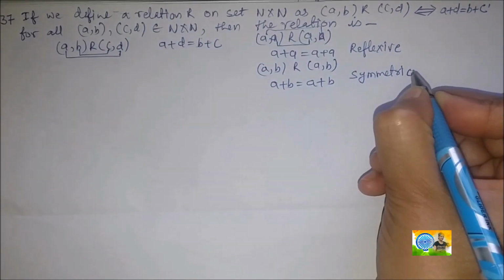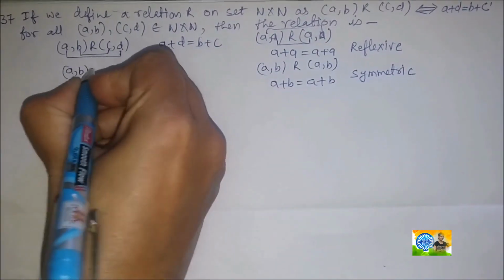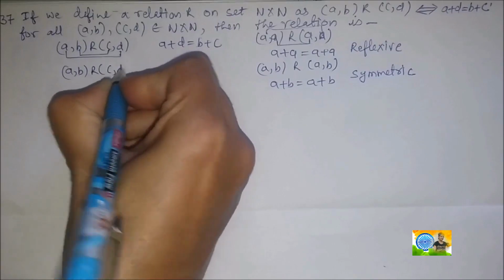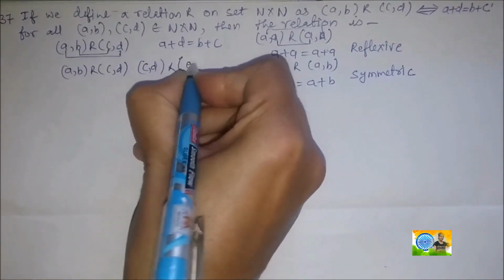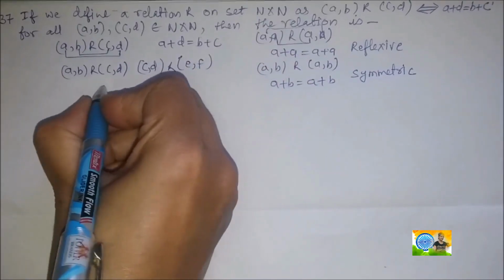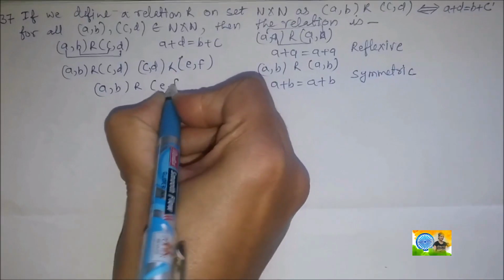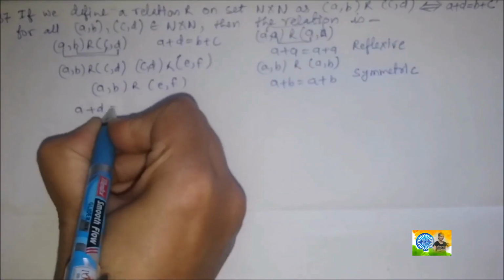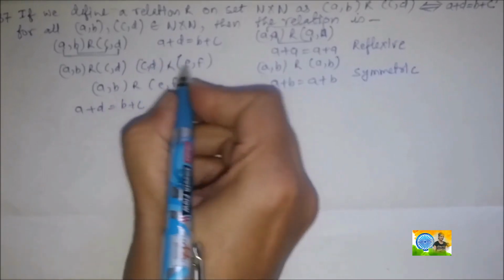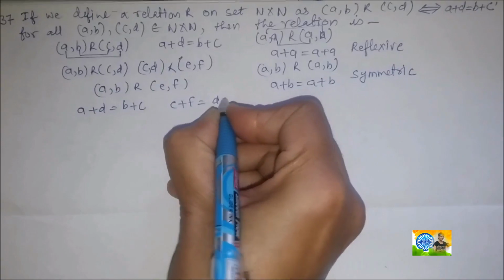Now let us check for transitive. For transitive we have (a,b) R (c,d) and (c,d) R (e,f). Then it should satisfy (a,b) R (e,f). So let us check. For these two we have a plus d is equal to b plus c. And for these two we have c plus f is equal to d plus e.